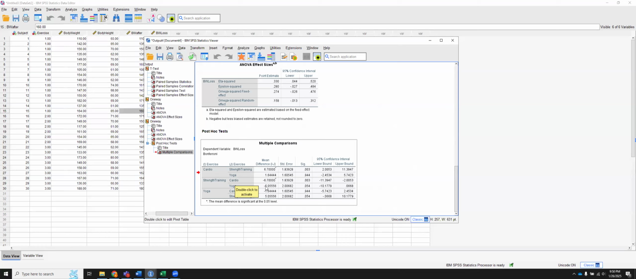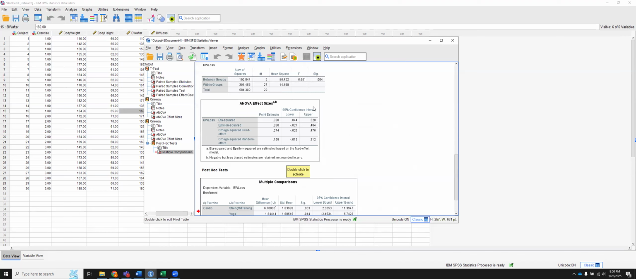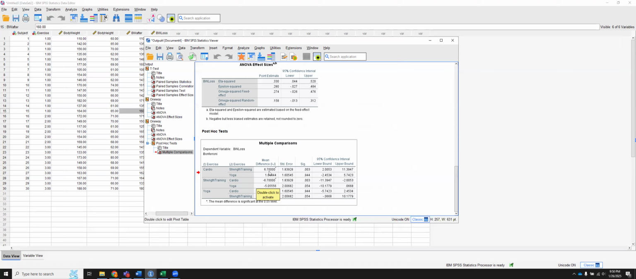But strength with yoga is 0.054, so there's no significant difference because it's greater than 0.05. And for yoga, it's the same: yoga and cardio, no difference, and yoga and strength, same thing. Basically this is just a repeat. This one is the one-way ANOVA, and this is the post hoc. Basically it's a multiple comparison between any two groups.